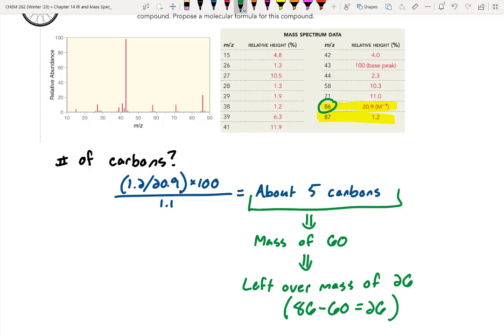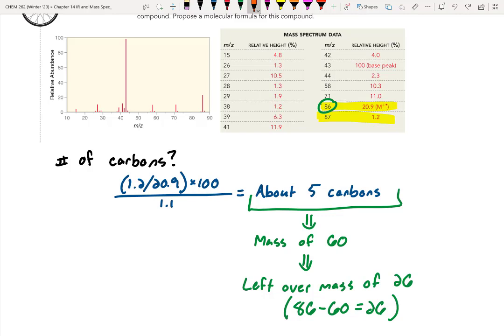Did you have a question? For this part right here, is it 1.1, 1.2? Yeah, that's a good question. So the question was, where did this 1.2 come from right here? Who can help me with that? It's going to be this relative intensity, right? So it's the relative intensity of our mass plus 1 peak. Yeah, good question. All right, so we've got to account for the leftover mass of 26.